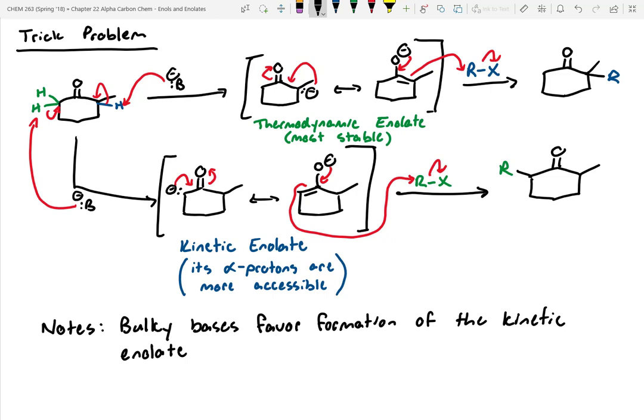If we're trying to form the kinetic enolate, is it better to run things at really high temperatures or really low temperatures? What do you think? Low temperatures. If you remember back to last term, we said typically if you want the kinetic product, you want to run it under cool conditions. If you want the thermodynamic product, you just want to crank up the heat. So for this one, bulky bases favor formation of the kinetic enolate, and the kinetic enolate is favored at low temperatures.